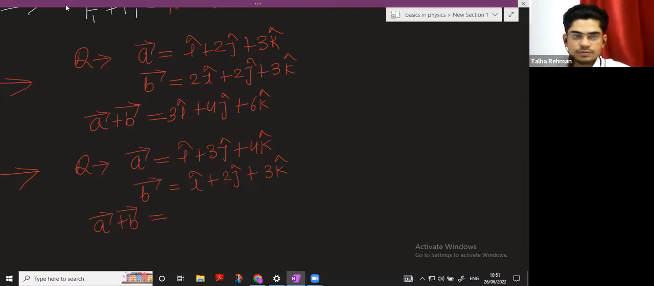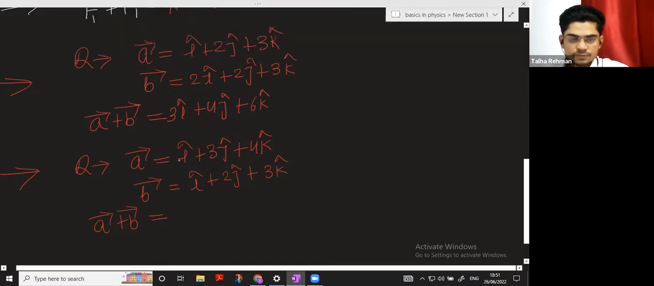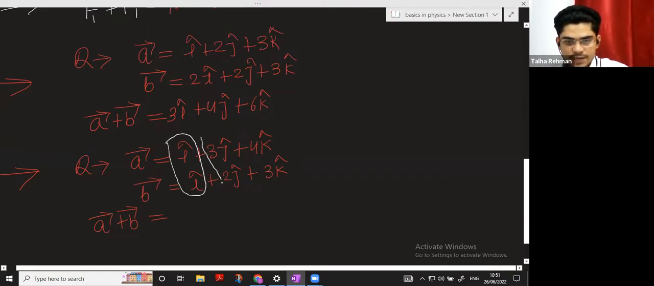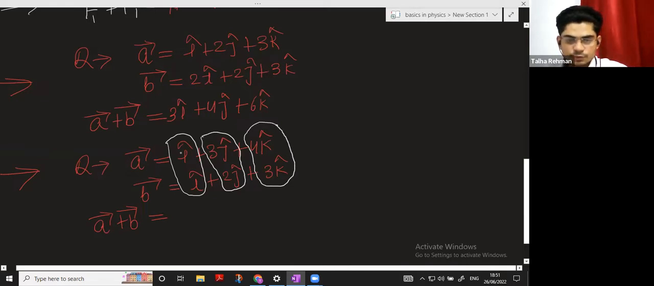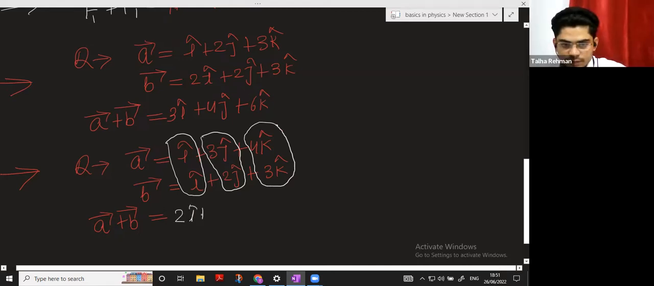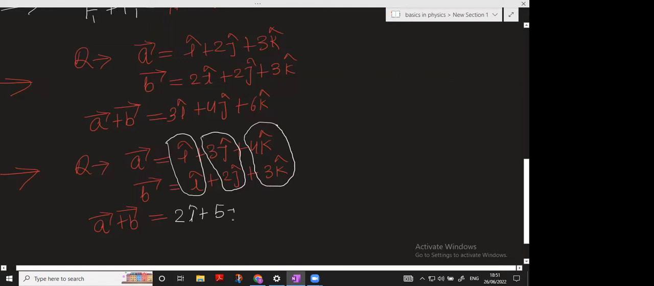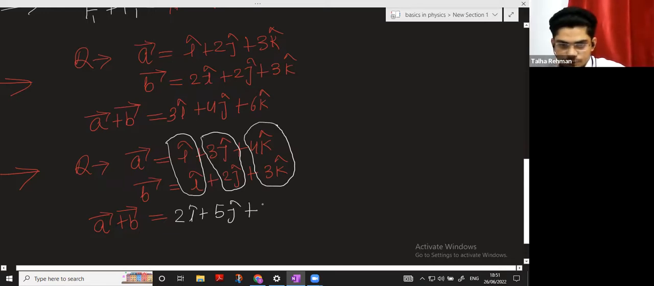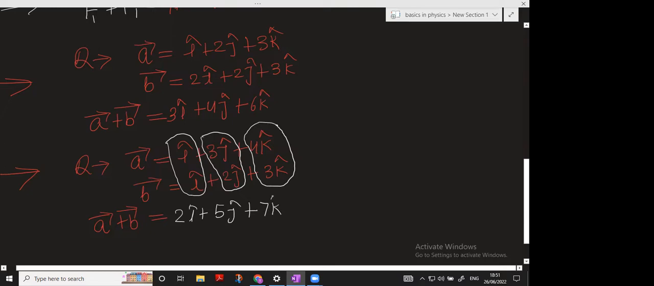What will we do here? We will add these i and i. After that, we will add these. After that, we will add these. So 1 plus 1, 2 i cap, very good. And 3 plus 2, 5j cap, very good. And similarly, 7k cap.